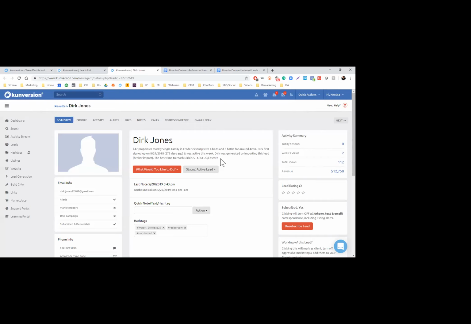Okay. And anyone else want to chime in here? Feel free to unmute yourself. How would you add value to a lead like Dirk Jones? And this is a tricky question. So as I mentioned, there's no wrong answer here. How would you add value? I have an approach. Okay.